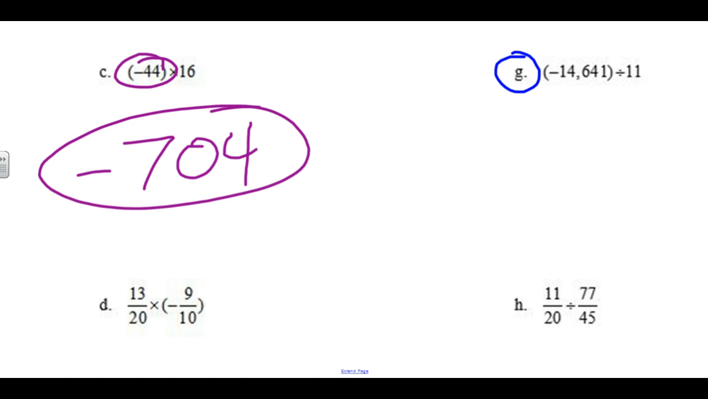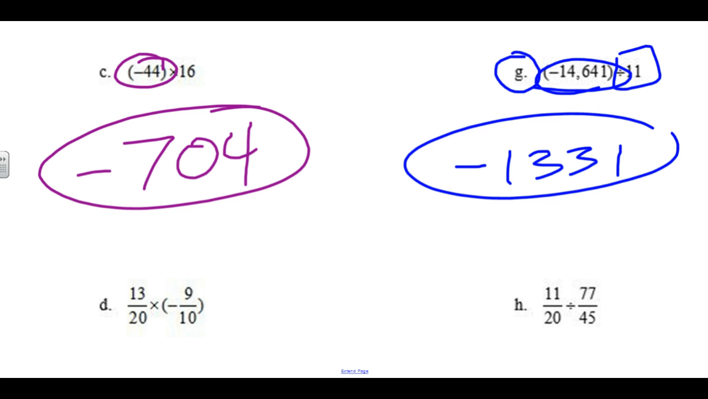When you go through and do this division, again, if you want to go through the division when we get to class, let me know and we will go through it, but that division gives you 1,331. They have different signs because one number is negative and the other is positive, so it is negative 1,331.